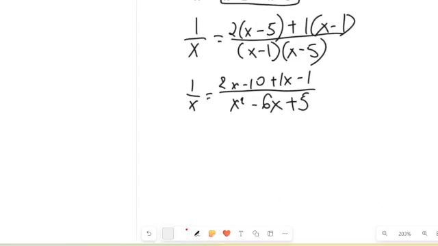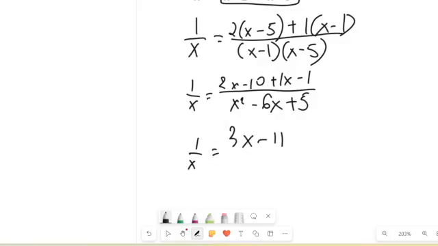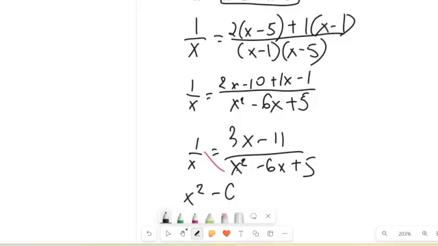Let's simplify the top again. So 1 over x is equal to (3x minus 11) over (x squared minus 6x plus 5). Now I do the cross multiplication. So x squared minus 6x plus 5 is equal to 3x squared minus 11x. I forget about the power.